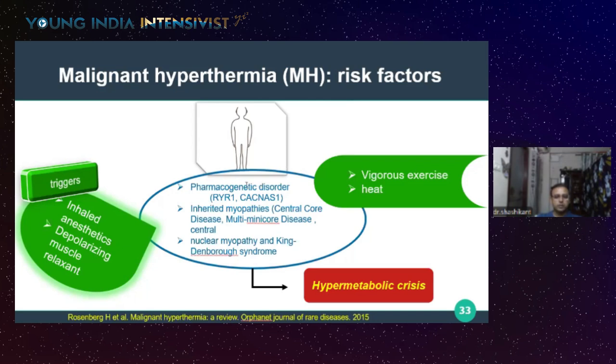When any individual with this pharmacogenetic disorder or myopathy is exposed to triggers, including inhaled anesthetics or a depolarizing muscle relaxant, that is succinylcholine, or in a few cases vigorous exercise and heat, it leads to a hypermetabolic crisis.